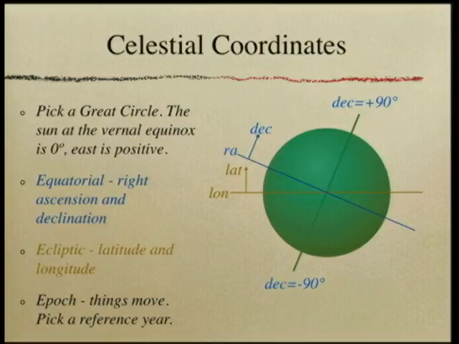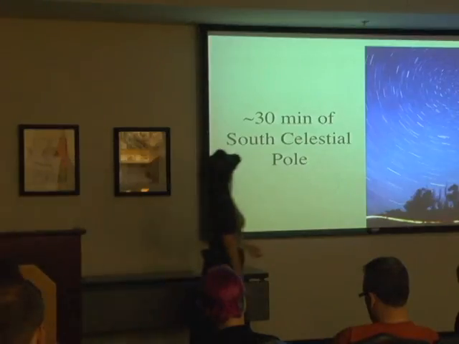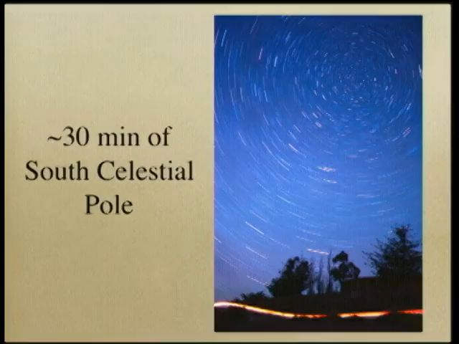And the really convenient thing about this system is we have these things called the poles. So at Dec 90 degrees, we have the northern pole, and at Dec minus 90 degrees, we have the south pole. And the Earth is spinning, so the poles are actually really, really cool. So the southern celestial pole, down in Chile, I left my camera out there for 30 minutes, and this is what the stars do over 30 minutes. That's how fast they move around the poles. And you can see a car drove by. That's headlights at the bottom.